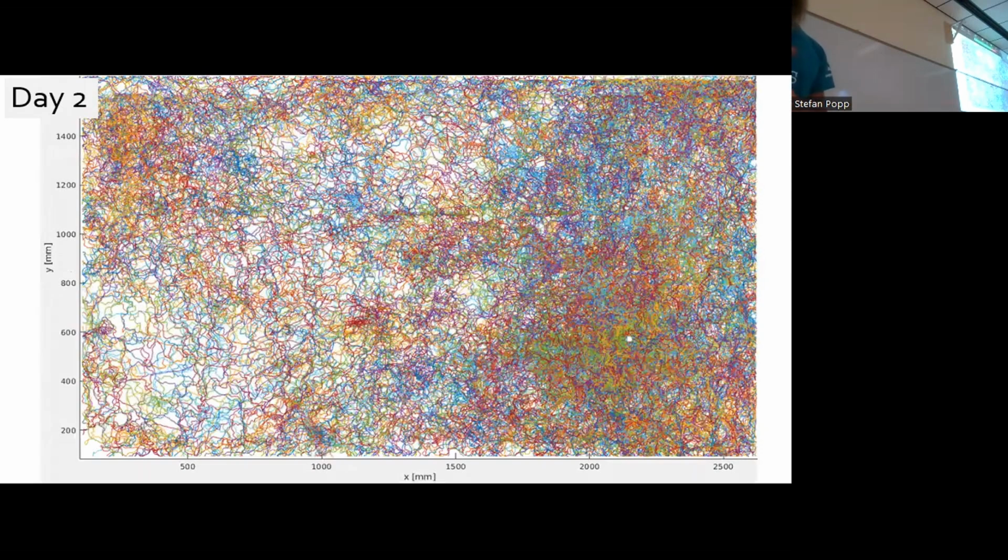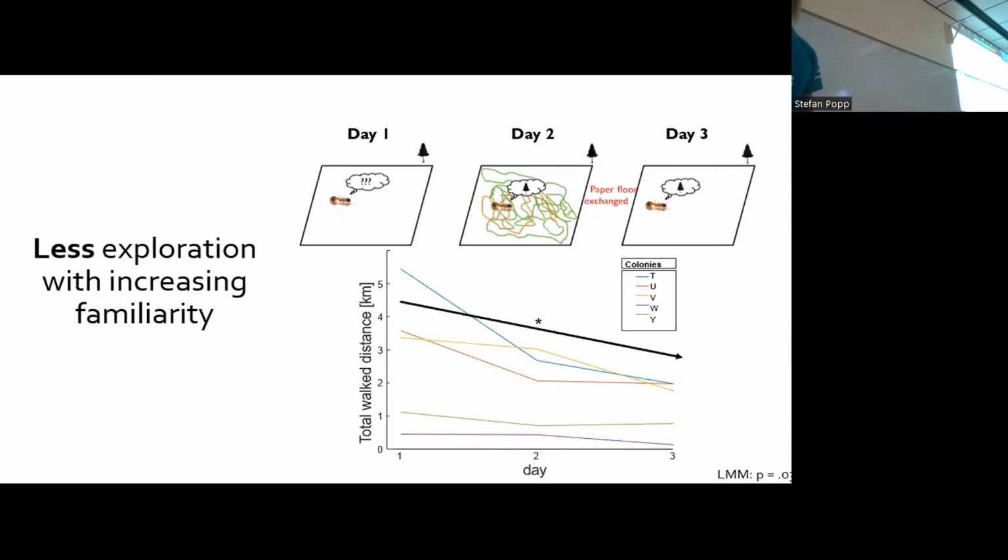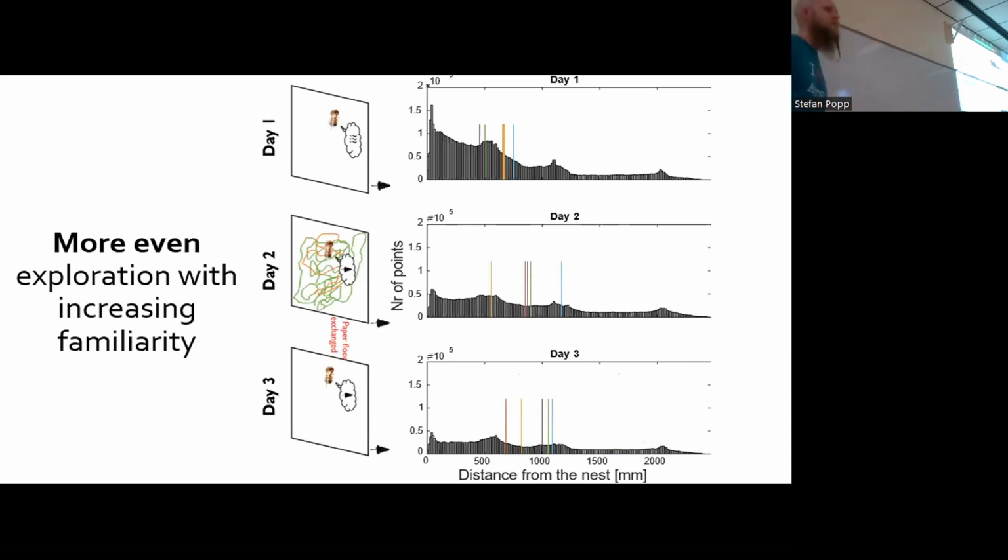On the second day, it looks a little bit different in that they are a lot more spread out. And on the third day, you can see they're still spread out and there's a lot more white in between. So there are fewer ants, fewer ant tracks out there. And I can also show you that in figures here: on the x-axis, the days, and on the y-axis, the distance walked in kilometers for each colony. So there's less exploration activity with increasing familiarity. There's more even exploration with increasing familiarity.